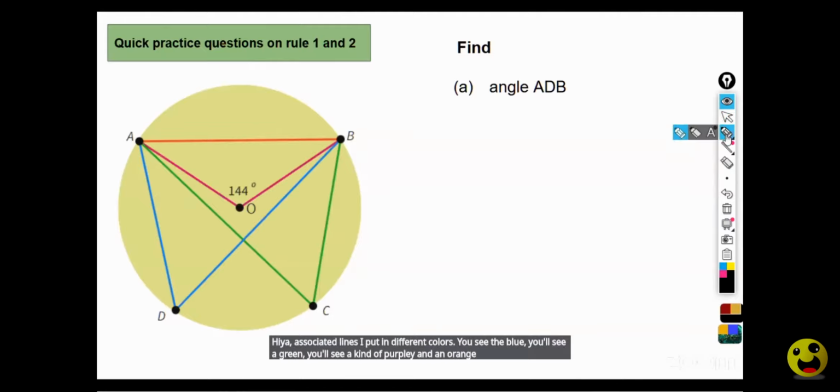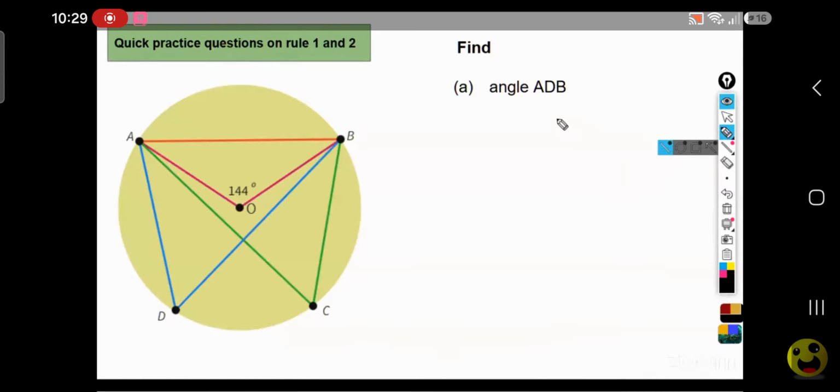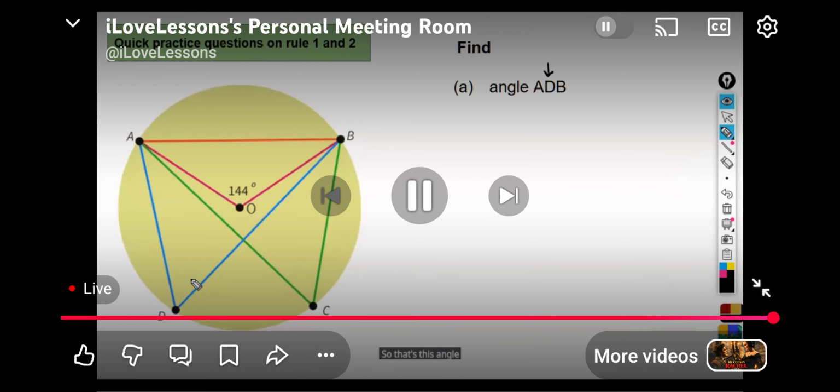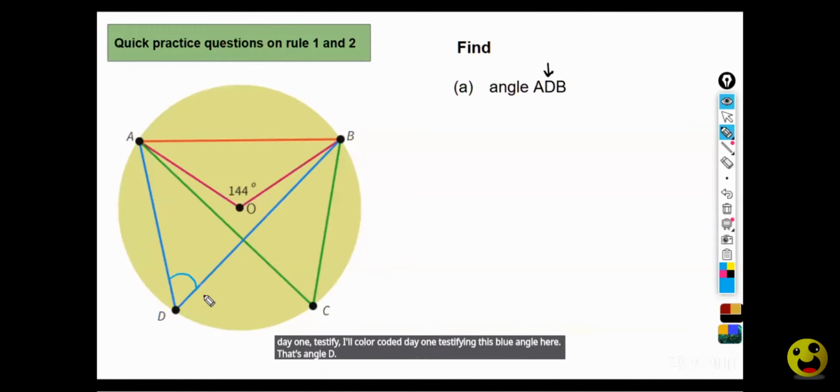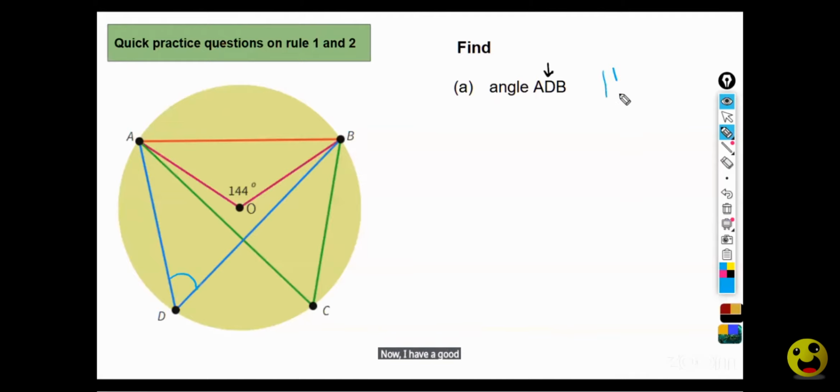So the first one, they ask us to find what? Angle ADB. So that's this angle here. D, they want us to find, I'll color code it. They want us to find this blue angle here. That's angle D. Now, I have a good feeling this is rule number 2.